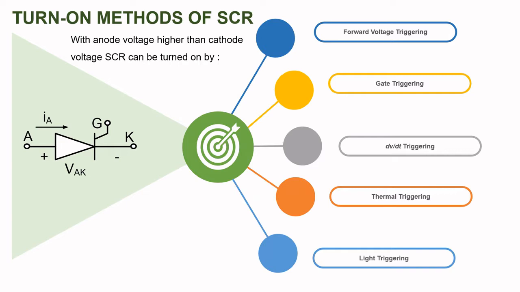The turn-on methods of SCR are classified into these 5 groups, that is forward voltage triggering, gate triggering, dV by dt triggering, thermal triggering and light triggering or radiation triggering. Out of which the method which is most popularly used is gate triggering. So in gate triggering, the first method we are going to discuss in this video is resistance triggering.